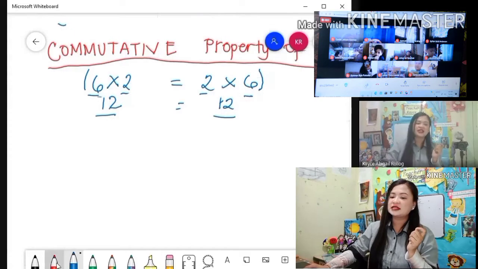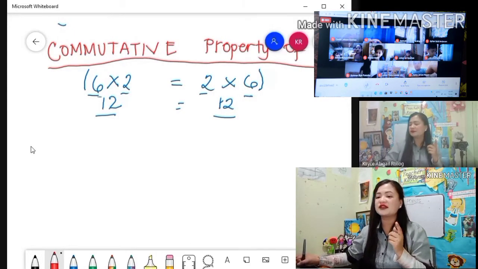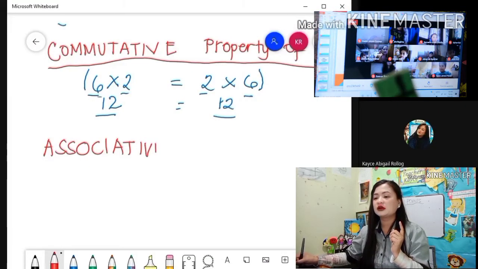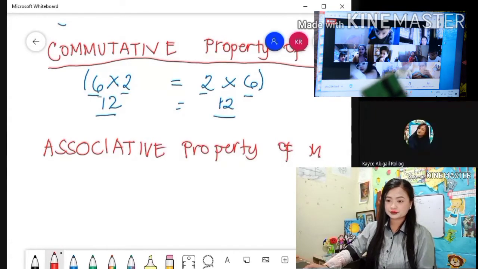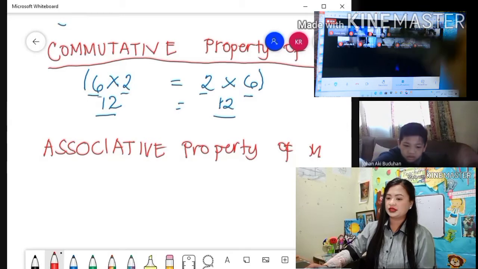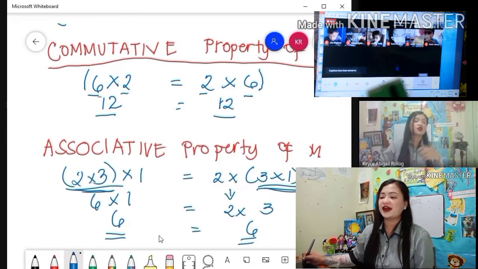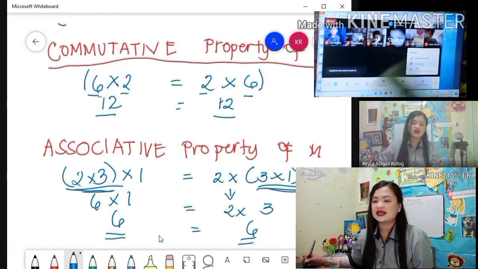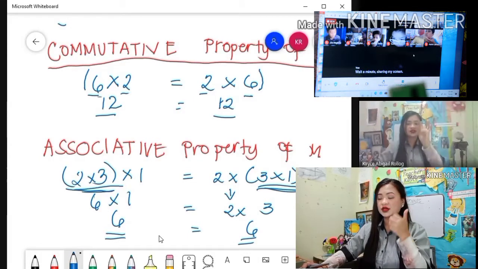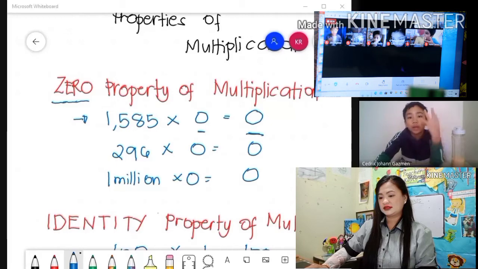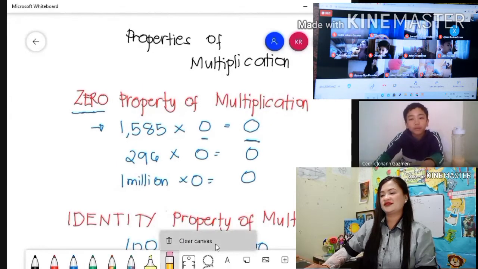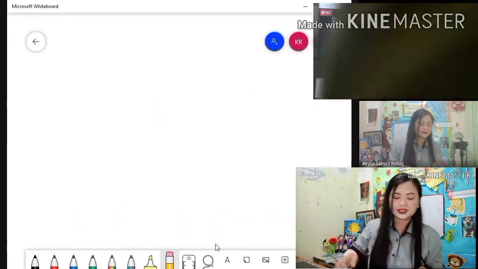And then we have the last property of multiplication, the associative property of multiplication. What is this? Aki: Changing the grouping of the factors does not change the product. Very good. Even if we change the grouping of the factors, the answer is the same. Clear? Okay, can we check? What are the 4 properties of multiplication? Zero, identity, commutative, and associative. Very good.